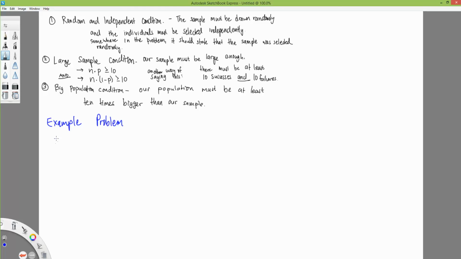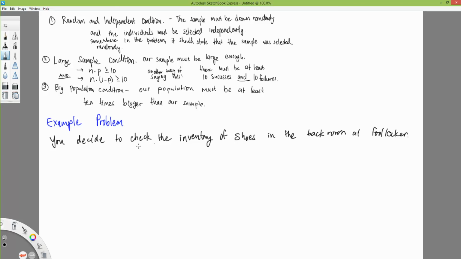Okay, so you decide to check the inventory of, I don't know, shoes in the back room at Foot Locker. All right. What's going on here? Okay. All right.